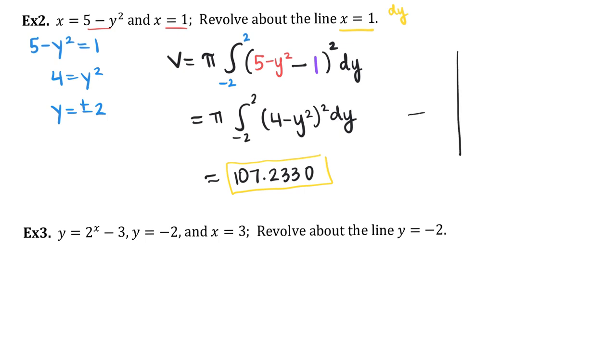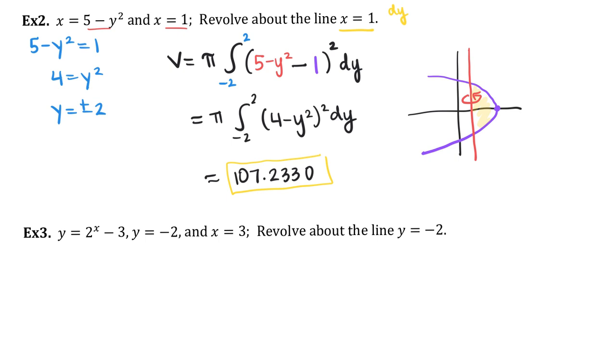Okay, let me go ahead and sketch it for visual people. Okay, here's my axes. X equals 5 minus y squared is a sideways parabola. The x-intercept is 5, so it's going to go something like this. X equals 1 is vertical. So this is my shaded region. I'm revolving it around x equals 1, so this is actually my revolution line.